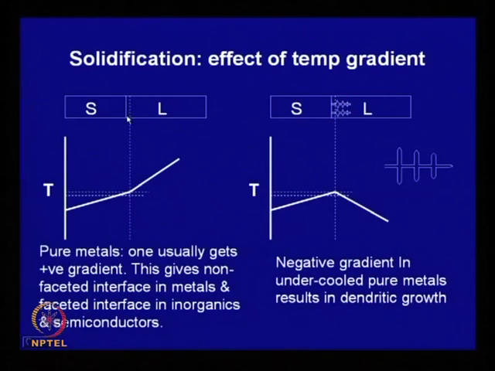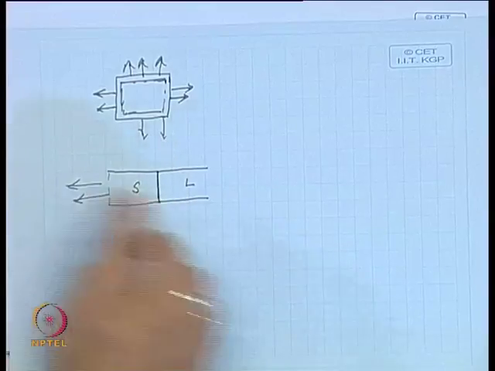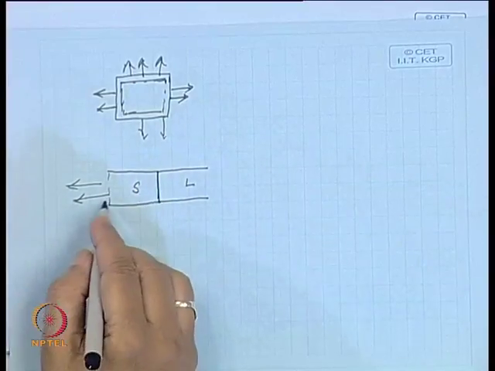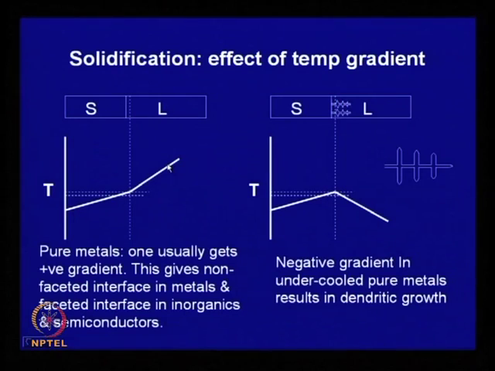So, this is the interface of a solid and liquid, and the gradient is like this. The heat will flow from higher to lower temperature, from this end to this end. That is why here the temperature is lower, and in the liquid it is at a higher temperature, and you have a positive gradient here like this.